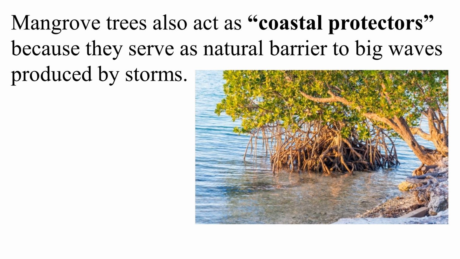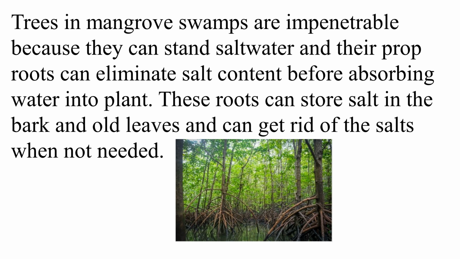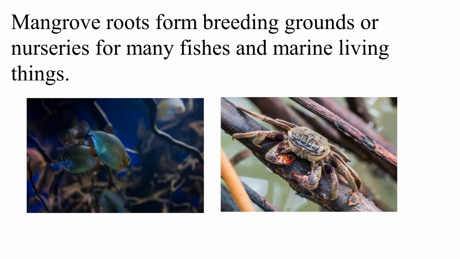Mangrove trees also act as coastal protector because they serve as natural barrier to big waves produced by storms. Trees in mangrove swamps are impenetrable because they can stand salt water and their prop roots can eliminate salt content before absorbing water into the plant. Mangrove roots form breeding grounds or nurseries for many fishes and marine living things.